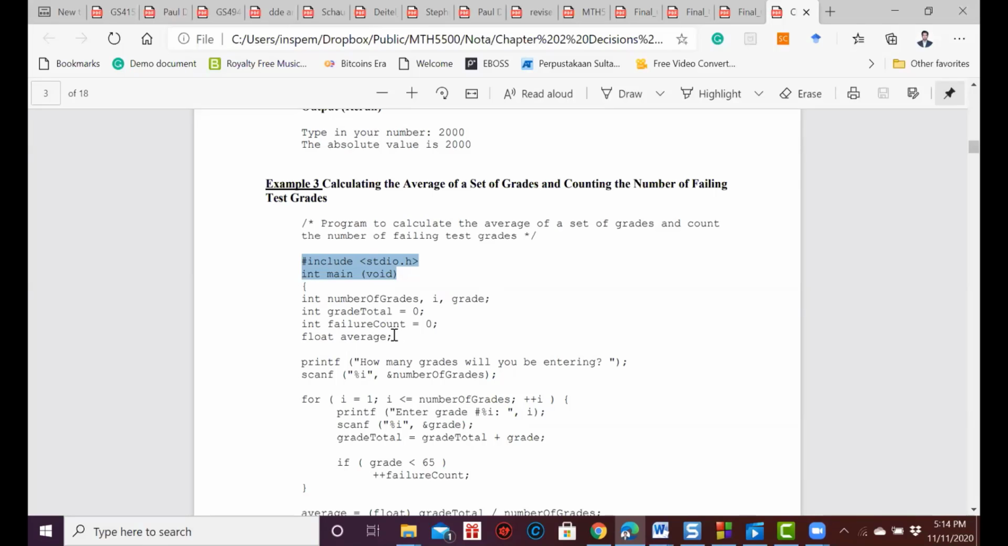Average. So how many variables here? 1, 2, 3, 4, 5, 6 variables. Okay. Next, we ask the user how many grades will you be entering. So we ask the user for the number of grades we need to enter from the keyboard. So scanf, this one is %i integer. So the variable is the number of grades we want to enter.